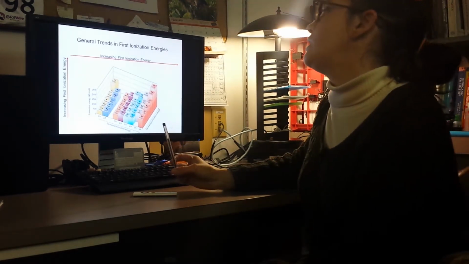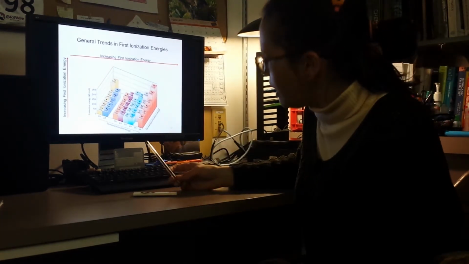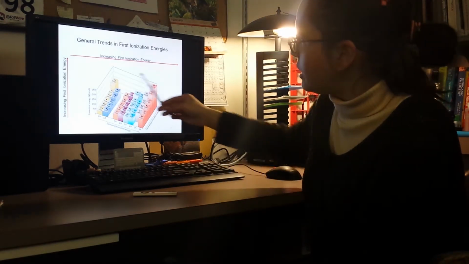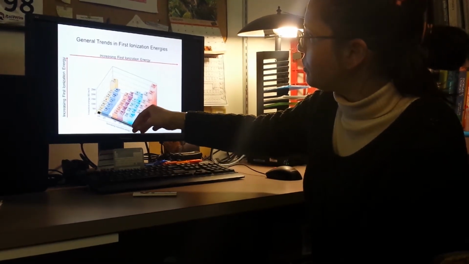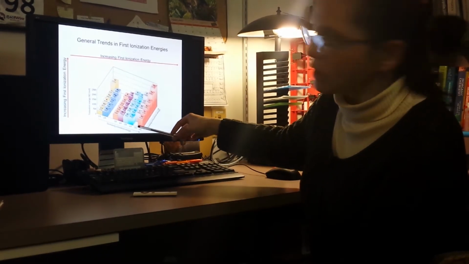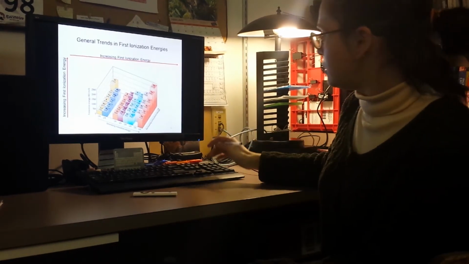We also see again this trend going from the inner to the outer shells of the periodic table, that as we move to further and further shells, the effect becomes diminished, again because of the shielding effect.